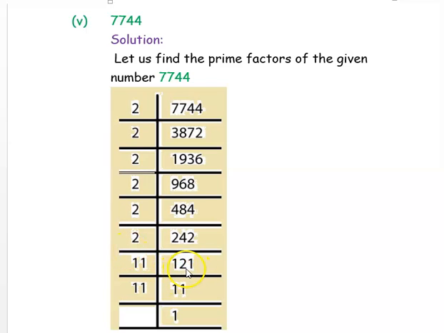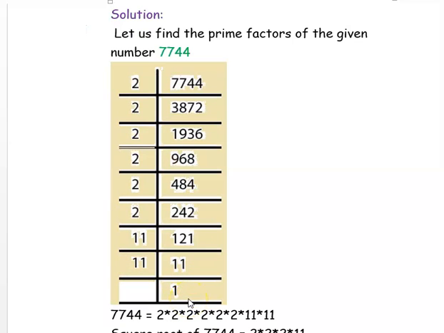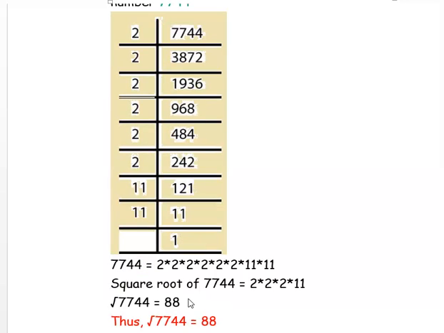Now 121, you cannot divide by any number till 10. So we know that 11 into 11 is 121. So I am dividing it by 11, and you will get 11 as the answer. Further I am dividing by 11, so I will get 1 as the answer. Now I am going to write the prime factors for 7744. I'll count 1, 2, 3, 4, 5, 6 times 2 and 2 times 11.